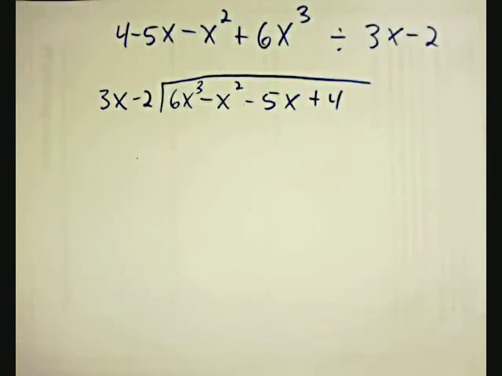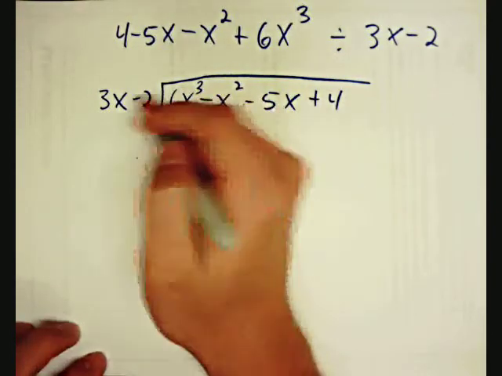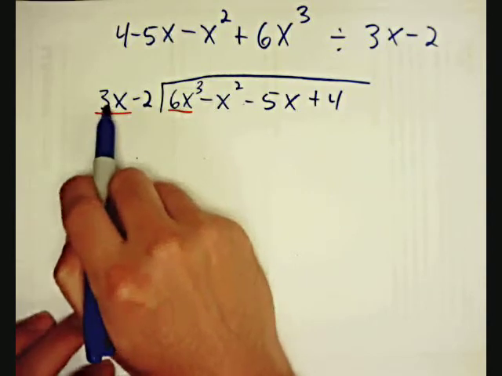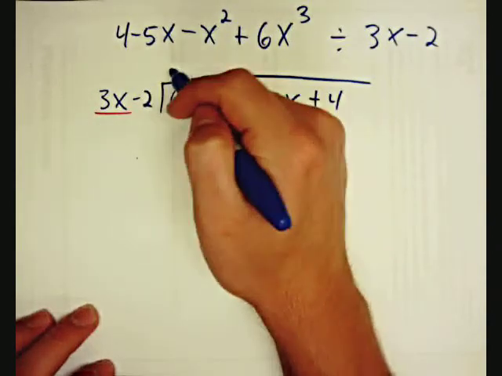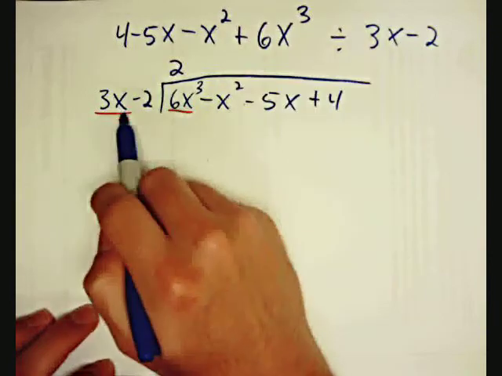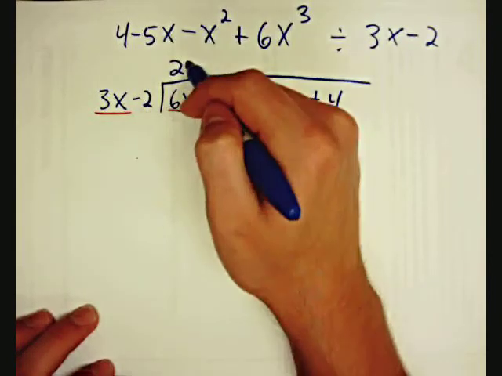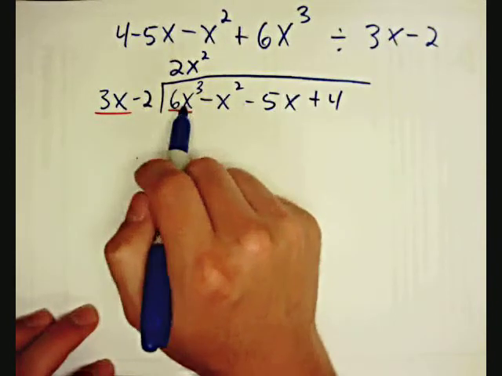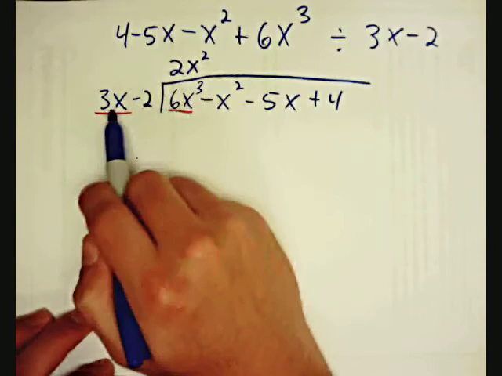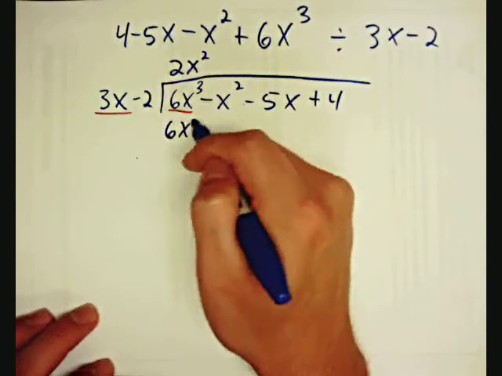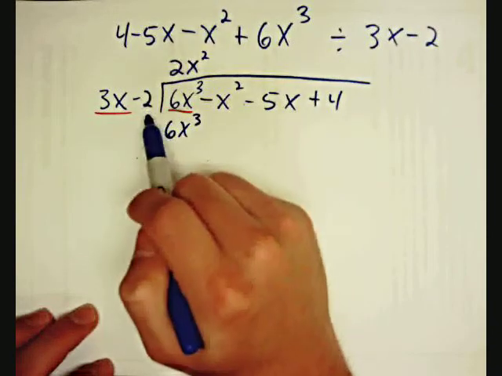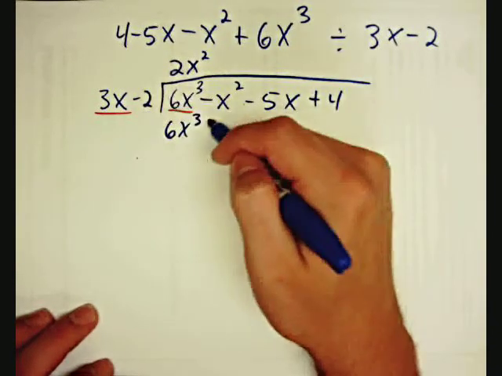Again, when we do this division, we want to focus on the leading terms and figure out what do we multiply to make them match perfectly. 3 compared with 6, I'd have to multiply by 2. And x with x cubed, I need 2 more x's, x squared. X squared and x will be x cubed. So when we multiply, 2x squared times 3x is 6x cubed. Those should match. 2x squared times minus 2 is negative 4x squared.